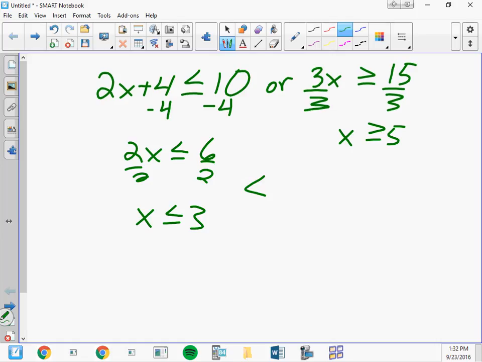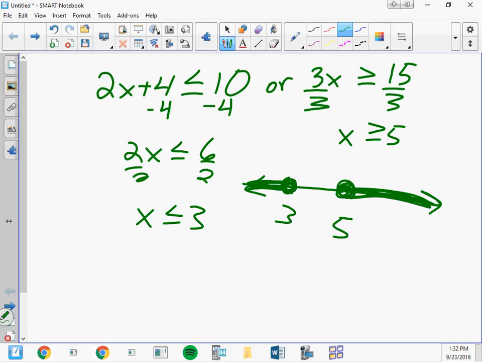To graph that, I would put a mark at 3, filled in, less than would be to the left, a mark at 5, filled in, greater than would be to the right. So an OR statement goes in both directions. You just solve each one separately and graph them separately, and the answer is one side or the other.